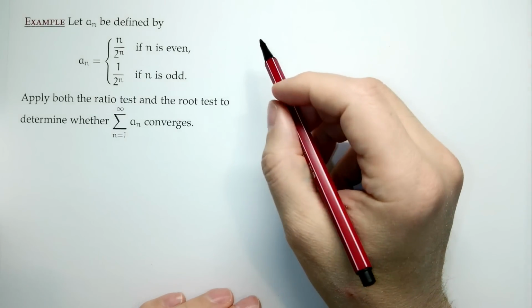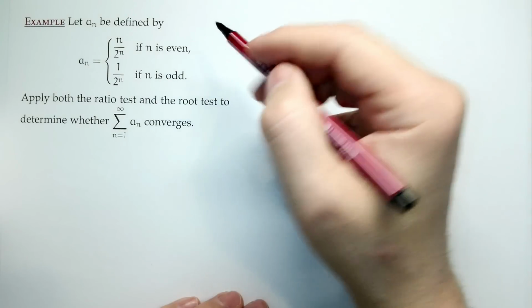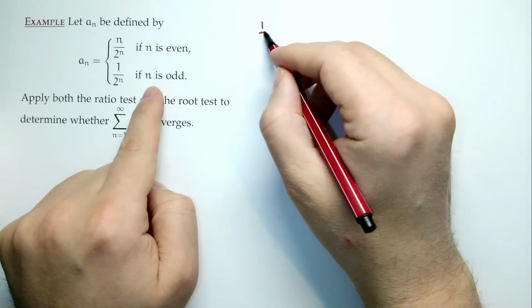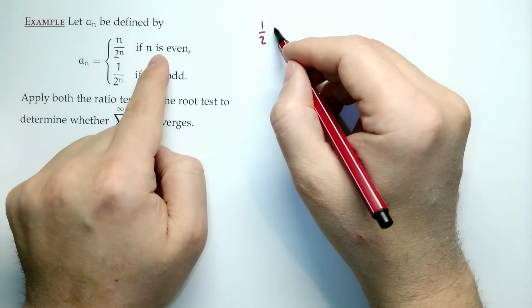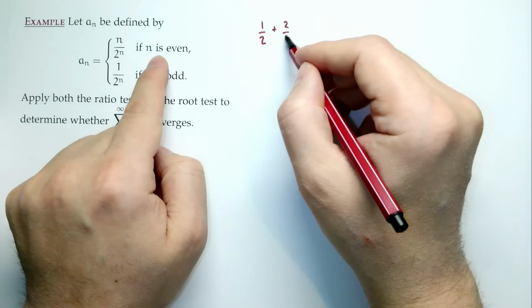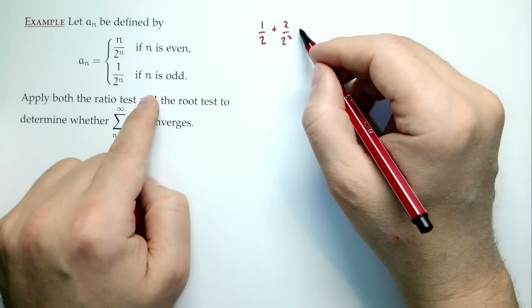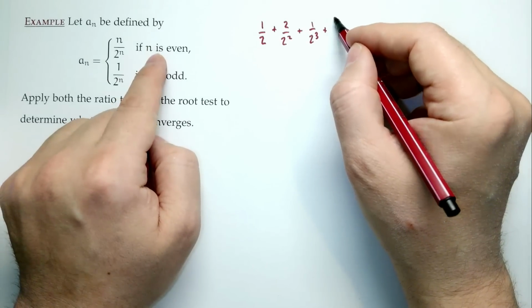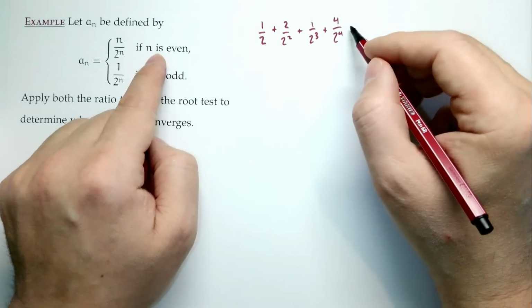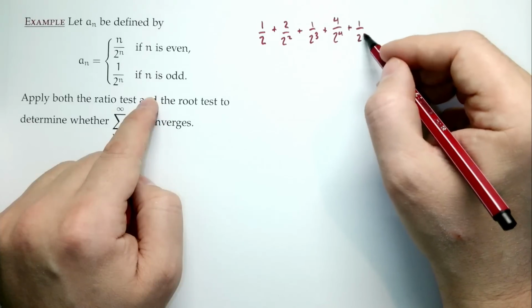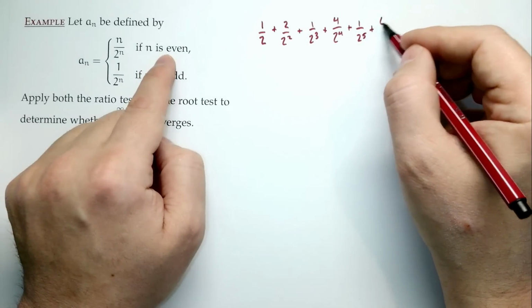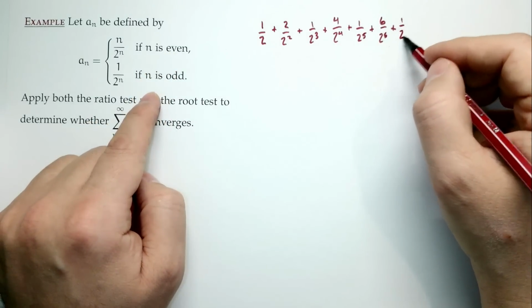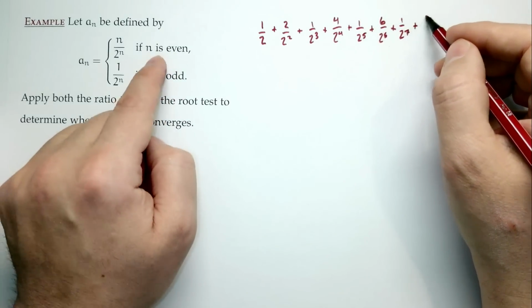Well, if you write down the first couple of terms, n equals 1 would be this bottom expression, so you get 1 over 2. N equals 2 is going to be the top expression, 2 over 2 squared. N equals 3, 1 over 2 cubed. N equals 4, 4 over 2 to the 4th. N equals 5, 1 over 2 to the 5th. N equals 6, 6 over 2 to the 6th. N equals 7, 1 over 2 to the 7th. And so forth and so on.